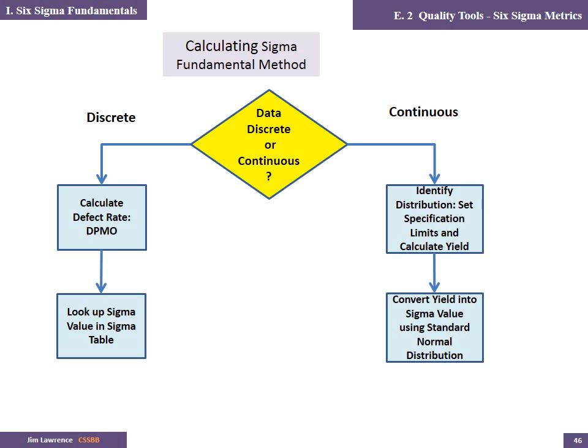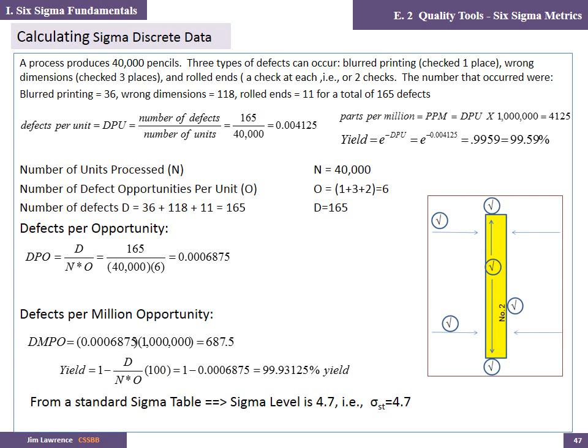When you're calculating sigma, the fundamental method is you ask yourself, is the data discrete or continuous? If it's discrete, you calculate the defect rate, or defects per million opportunity, and you look up the sigma value in a sigma table. For continuous, you identify the distribution, set the specification limits, and calculate yield, and you can convert yield into a sigma value using a standard normal distribution or a sigma table. Now here we have an example of calculating process sigma.